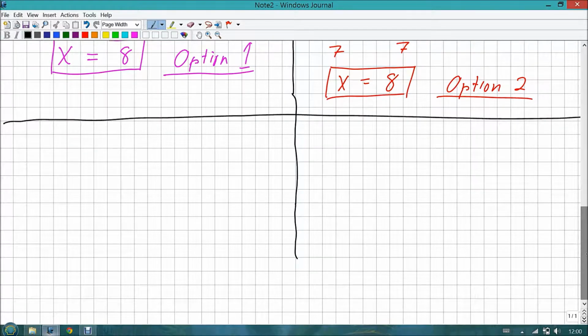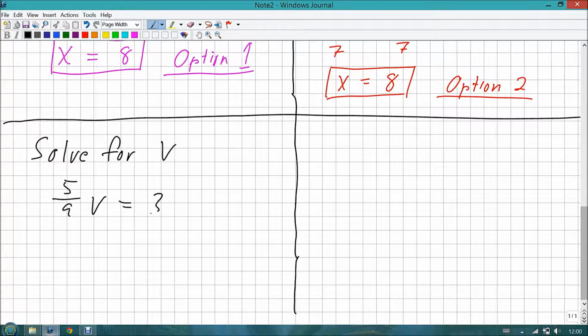All right. Now let's look at that final technique, that final piece that I was talking about, where you had a fraction in front of the variable. Let's say that we're told to solve for v. And we are given that 5/9 v is equal to 35.